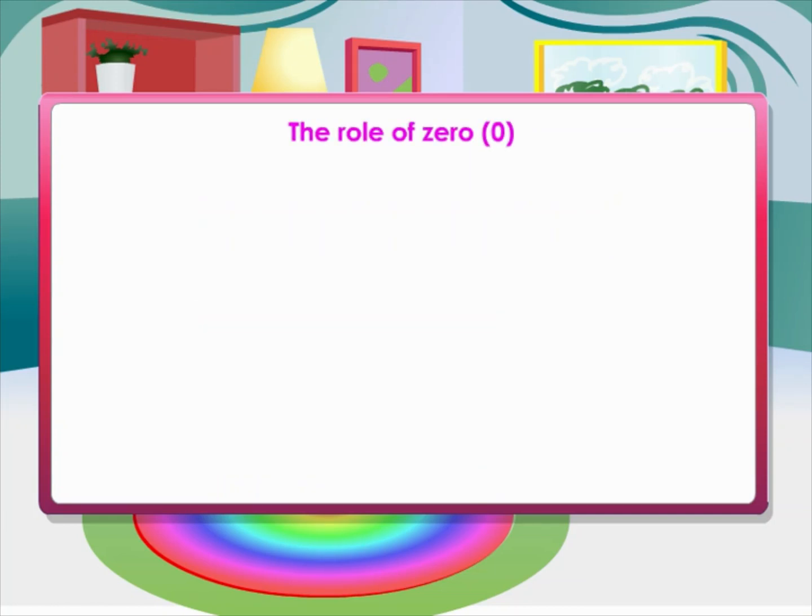The role of 0. We have already learnt addition of whole numbers, integers, and rational numbers. Here let us see the role of 0. Consider the following. 3 plus 0 is equal to 0 plus 3 is equal to 3. When we add 0 to a whole number, the sum is again a whole number.